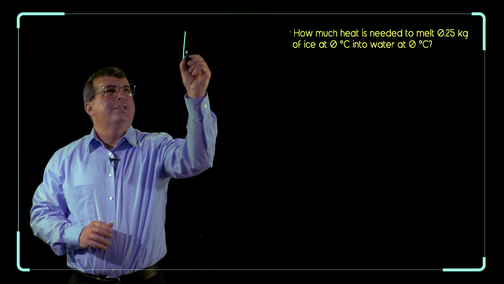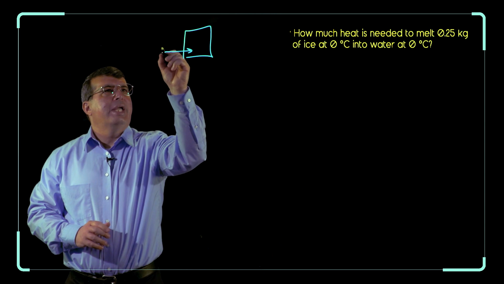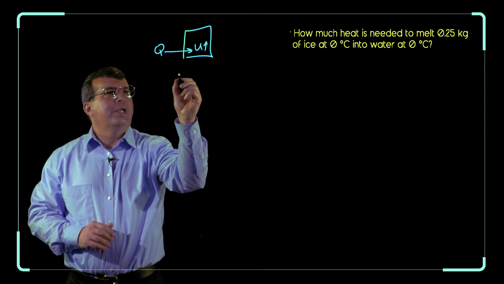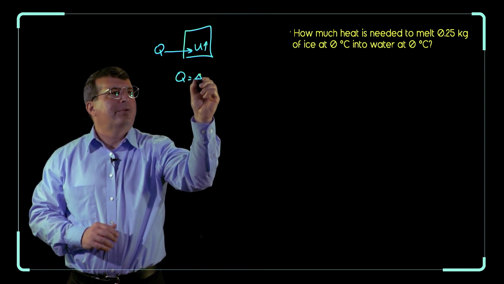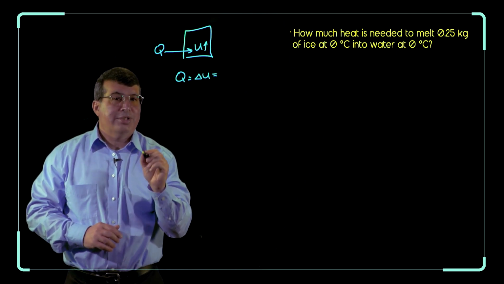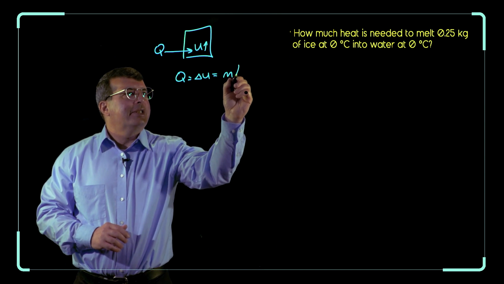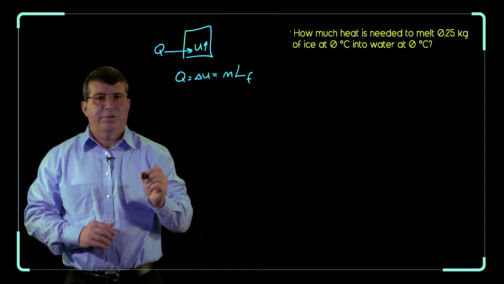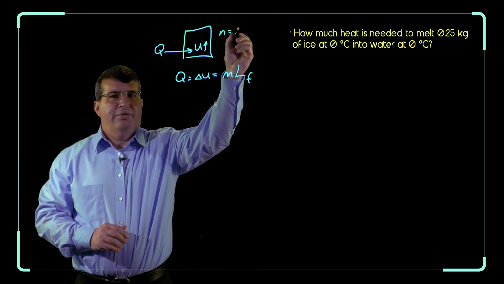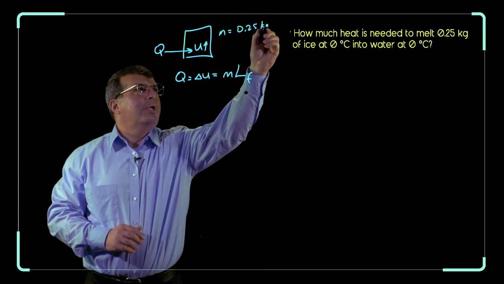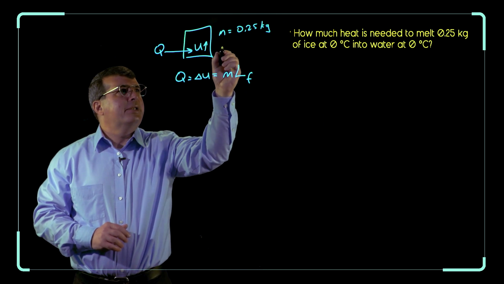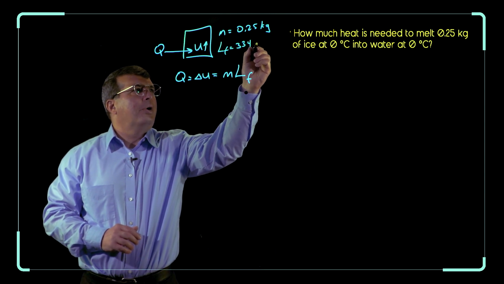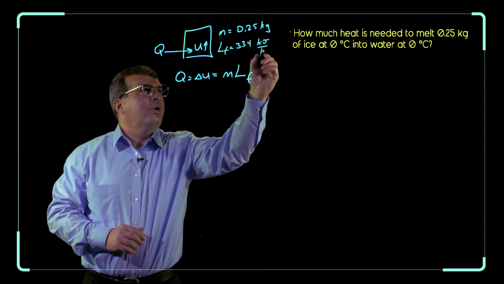Okay, our situation is similar in that we have heat going in and an increase in thermal energy. So the heat is equal to the increase in thermal energy, but the increase in thermal energy is now represented by mass times the latent heat of fusion, since this is melting. Okay, and what do we have? We have a mass of 0.25 kilograms, and the latent heat of fusion of water is 334 kilojoules per kilogram.